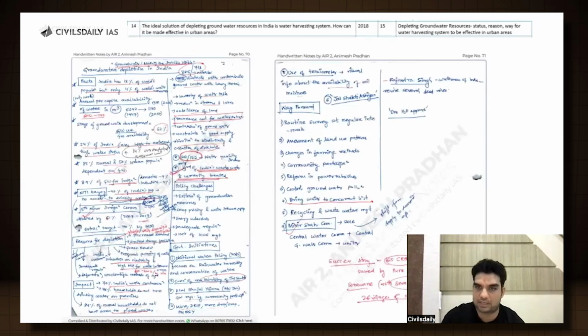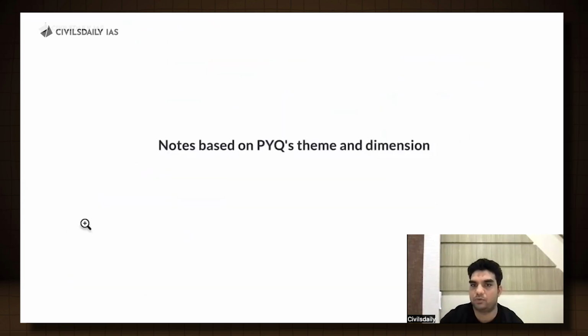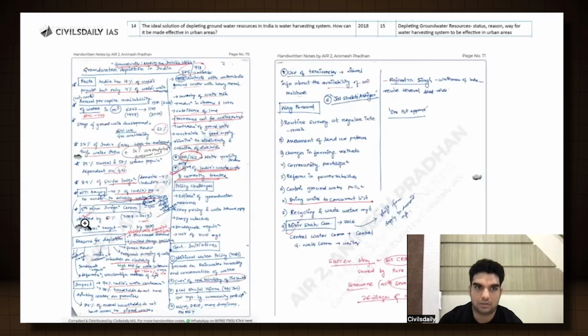I'll show you one example of how Animesh made his notes based on PYQ themes and dimensions. You can see the questions on the top. Yes, the 2018 groundwater depletion question is there. And this is his note. I'll wait 10 seconds. You can just read through. Please check the highlighted part. Just crisp one-liners.